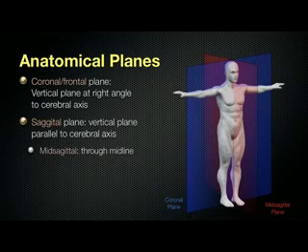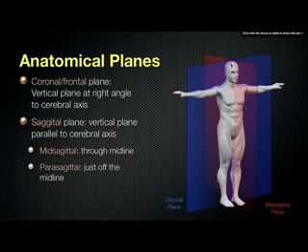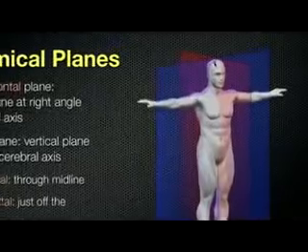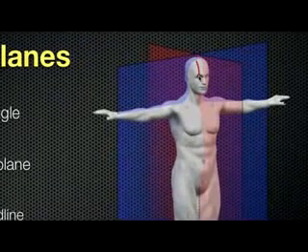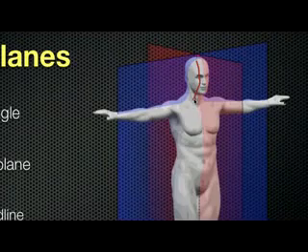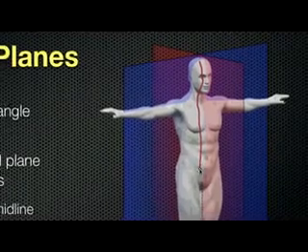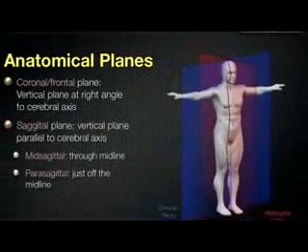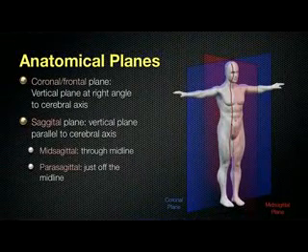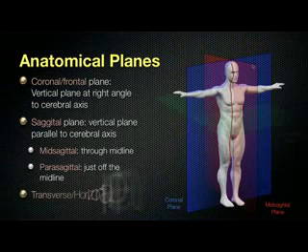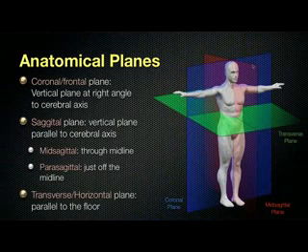Now we have a mid-sagittal plane, which means it goes through the midline, and you can see that plane over here in red. And then we have a parasagittal plane, which is just off the midline. So, for example, a parasagittal plane would go through, instead of the midline, let's say it goes through right about here. And that continues down, just like the mid-sagittal plane, but instead of going through the midline, it's just off the midline. So that's parasagittal. Then we have the horizontal plane or the transverse plane, which is parallel to the floor.